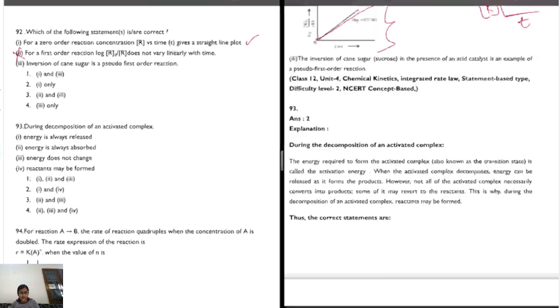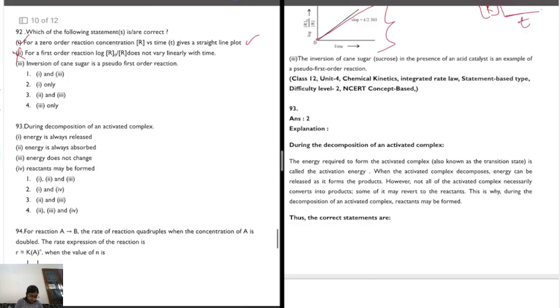What is a pseudo first order reaction? That is, one of the reactants is in excess. Therefore, we do not take it in the order. We do not count it in the order. Therefore, it is a pseudo first order reaction. This is also correct. Therefore, the correct answer is 1 and 3.